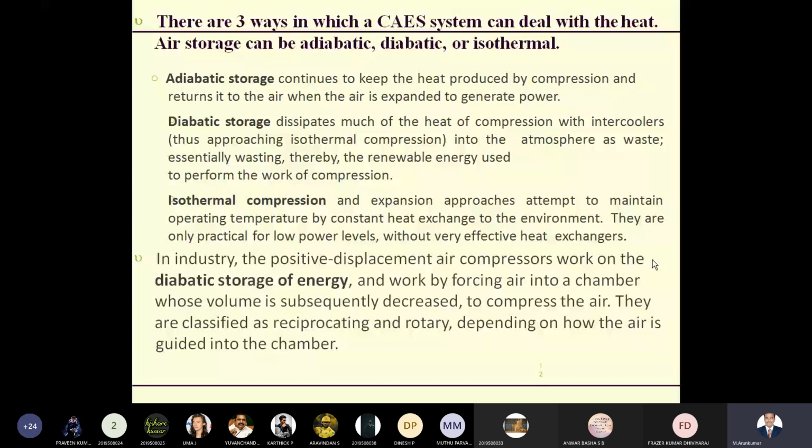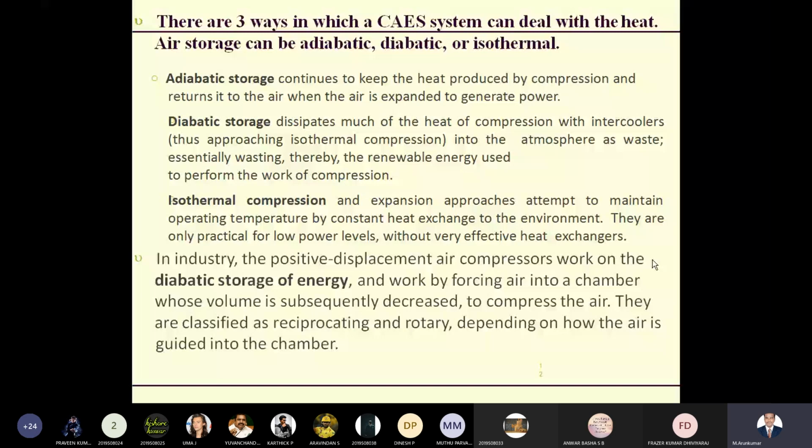We have these three processes. Then in industry, the positive displacement air compressor works on the diabatic storage of energy. So the second process is used in industrial positive displacement air compression. We will look at that in the next slides. They work by forcing air into a chamber whose volume subsequently decreases. So we apply force to reduce the volume and compress the air. They are classified as reciprocating and rotary depending on how the air is guided into the chamber.